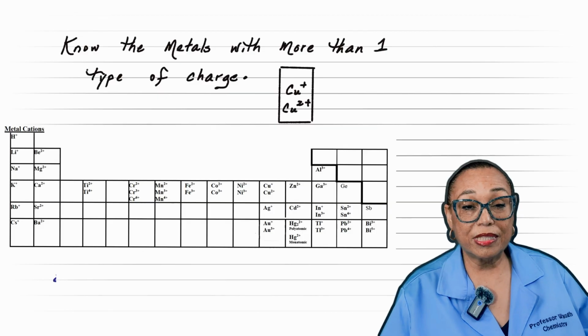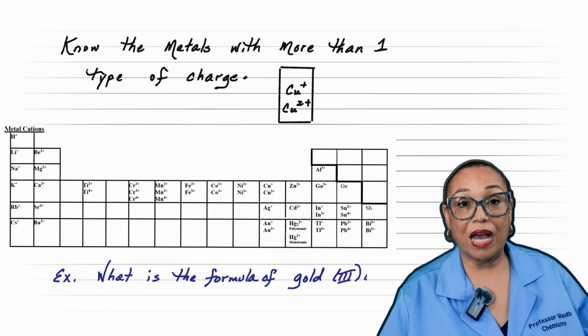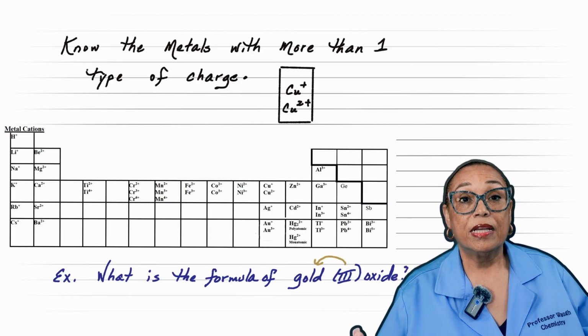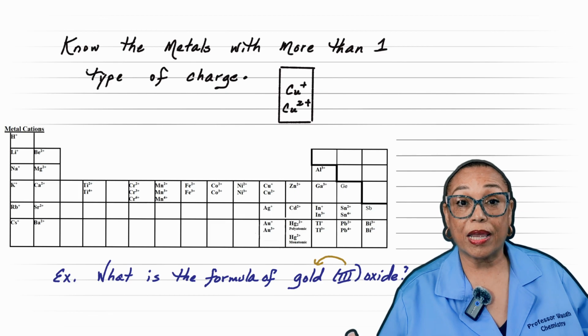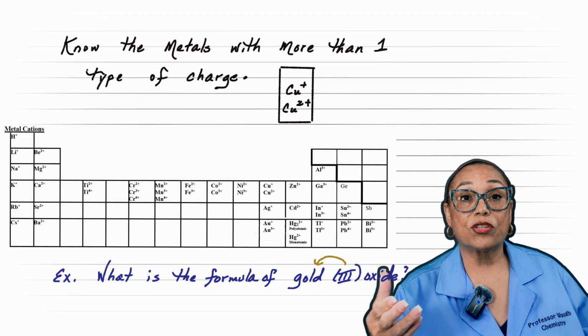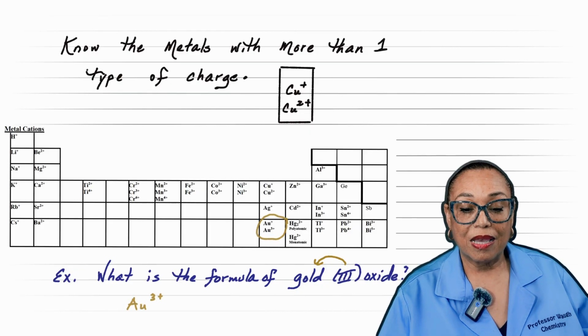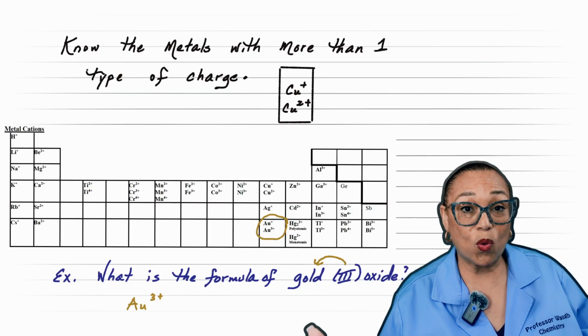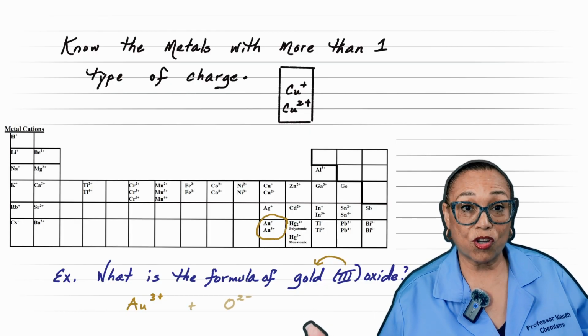Now, here's a little example. What is the formula of gold(III) oxide? The gold, and then you have a Roman numeral 3 in parentheses. You have to have those parentheses. So we now know that the charge on the gold is a 3 plus. Oxide, which we've talked about before, you know that's a 2 minus charge.